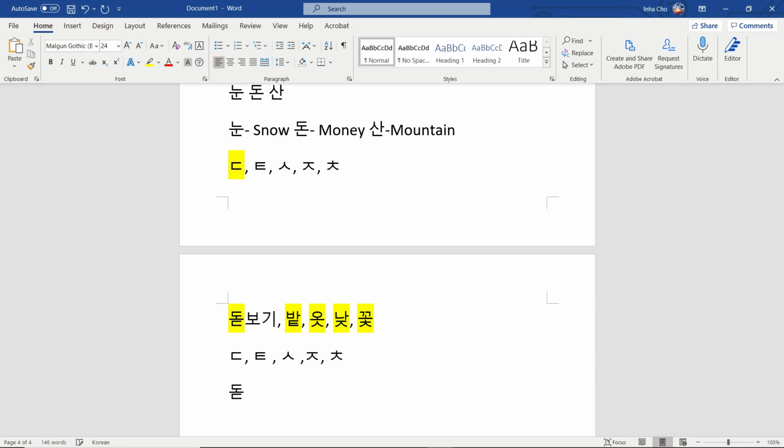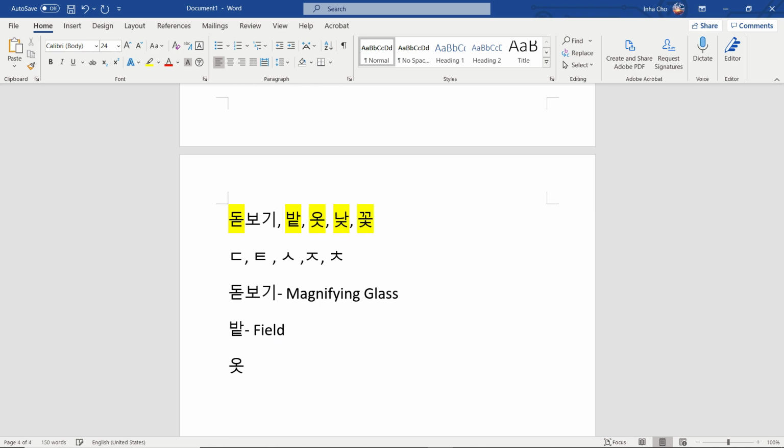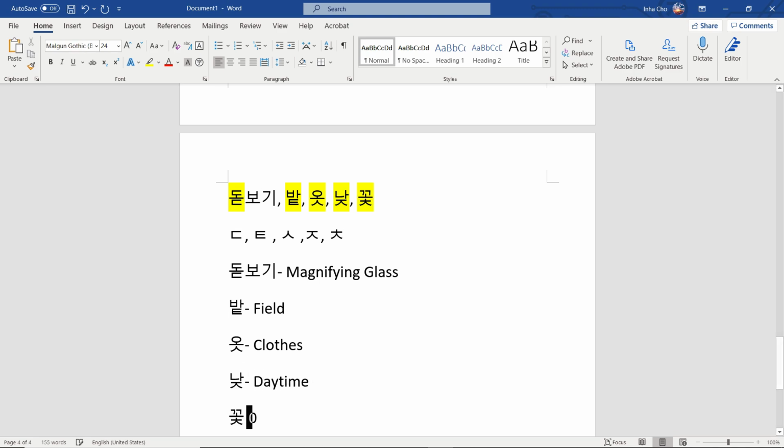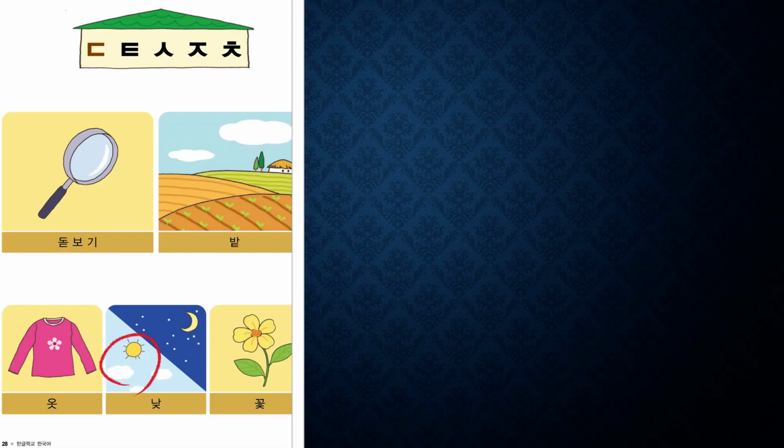So 돋보기, of course, means magnifying glass. 밭 means field. 옷 means clothes. 낫 means daytime. And then 꽃 means flower. 돋보기, 밭, 옷, 낫, 꽃.